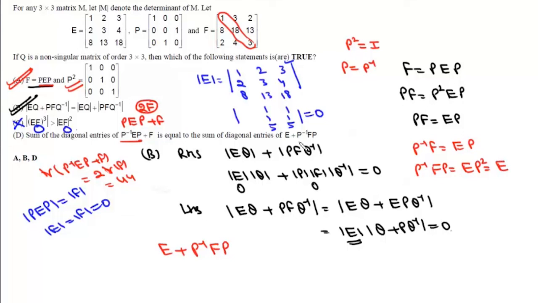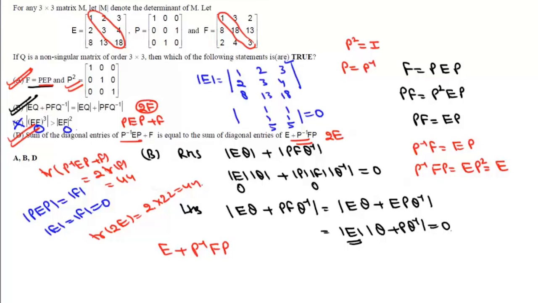So this second expression is nothing but 2E, and its trace will be 2 times trace of E, and trace of E is again 22. So this is again 44. So the sum of diagonal entries of these two matrices are equal. So the correct options are A, B and D.